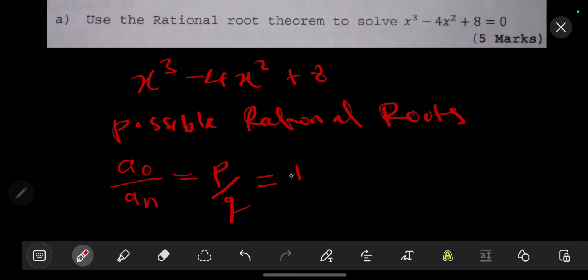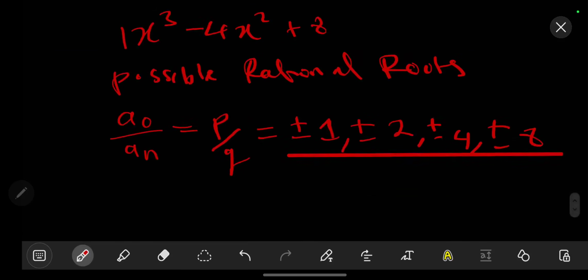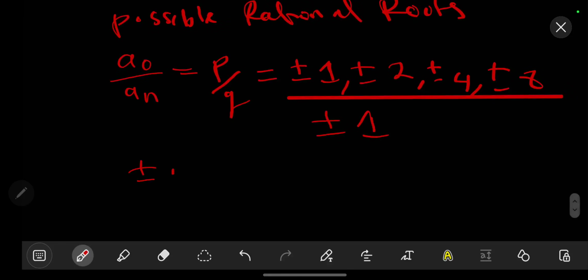So the factors of 8 are plus or minus 1, plus or minus 2, plus or minus 4, and plus or minus 8. These are the possible values of p, divided by the possible values of q. an is the leading coefficient, the one with the highest power. The coefficient is 1, meaning the q values are just plus or minus 1. So the possible roots are plus or minus 1, 2, 4, and 8. We just need to find one.